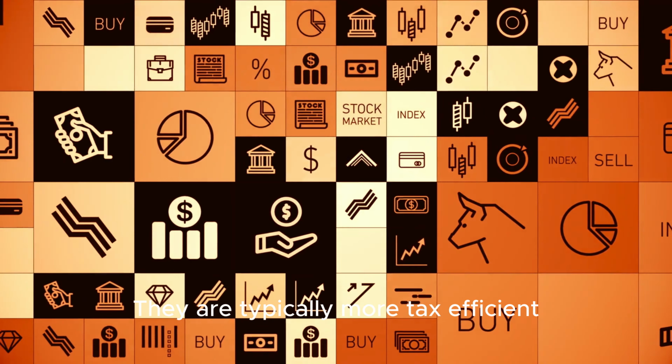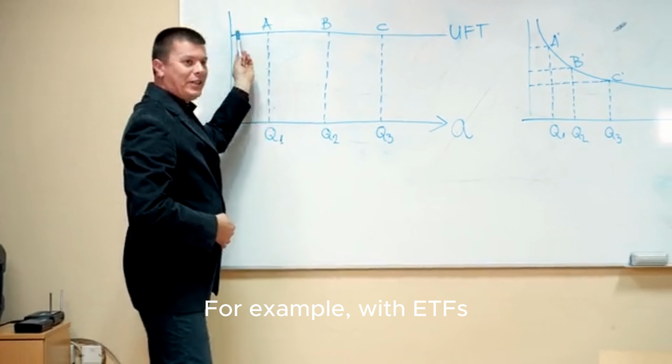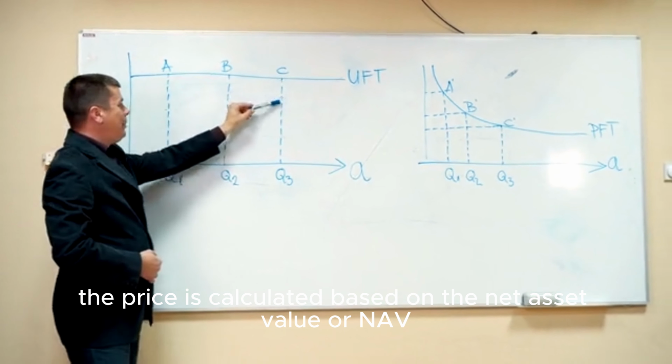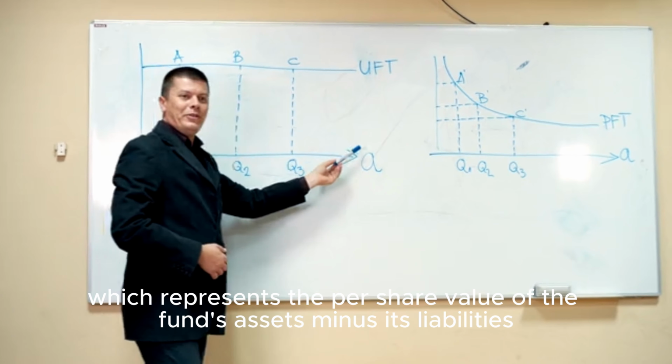When it comes to pricing these financial instruments, it's crucial to understand the mechanisms at play. For example, with ETFs, the price is calculated based on the net asset value, or NAV, which represents the per-share value of the fund's assets minus its liabilities. On the other hand, ETNs are priced using derivatives modeling techniques due to their complex structures. Several factors influence the pricing of both, such as market conditions, interest rates, and the performance of the underlying assets.